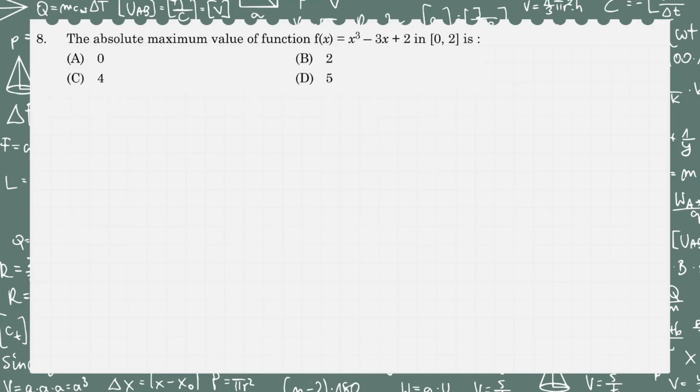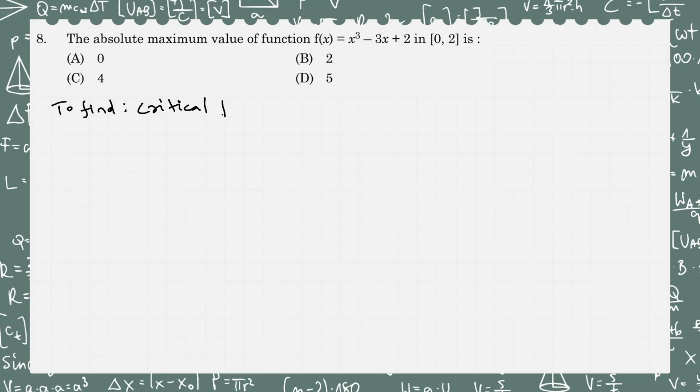The absolute maximum value of the function f of x equal to x cube minus 3x plus 2 in the interval 0, 2 is, so you know by the procedure of absolute maximum value, we need to find critical points.